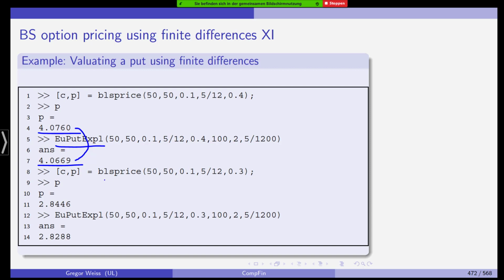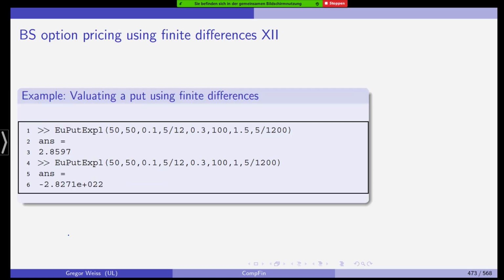Slightly different parameters. Black-Scholes price now with this slightly different model. This is actually, if we see this correctly, a slightly different volatility. We get 2.8446, and with finite differences 2.8288. So again, we get quite close to the Black-Scholes price.